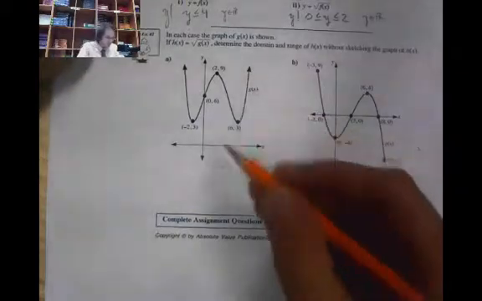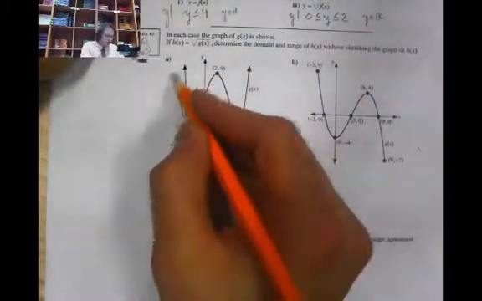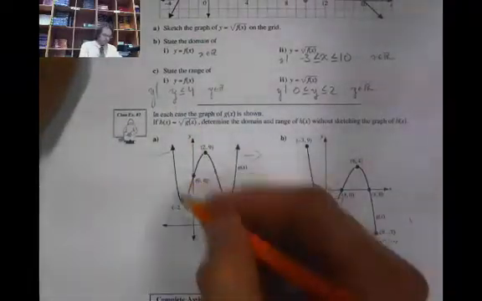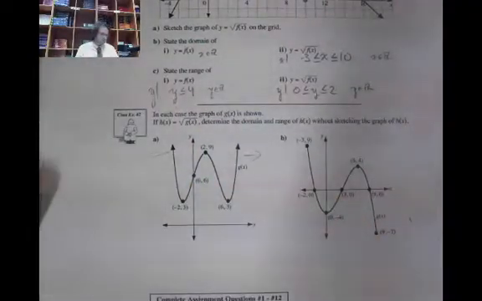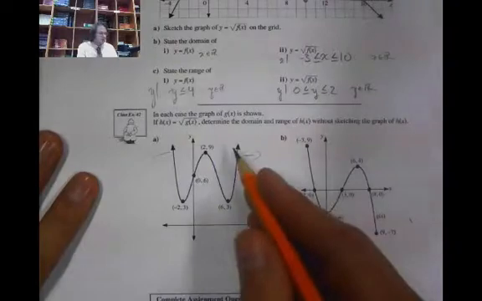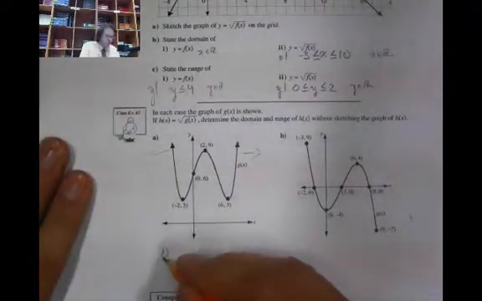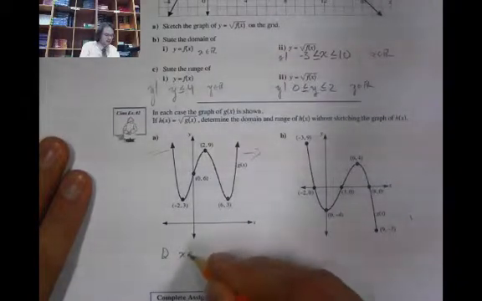Here, my domain. Well, it goes forever this way and forever this way. There is no minimum for this, right? So I look at that. There is no minimum. It doesn't go below 0. So my domain is x is an element of all real numbers.